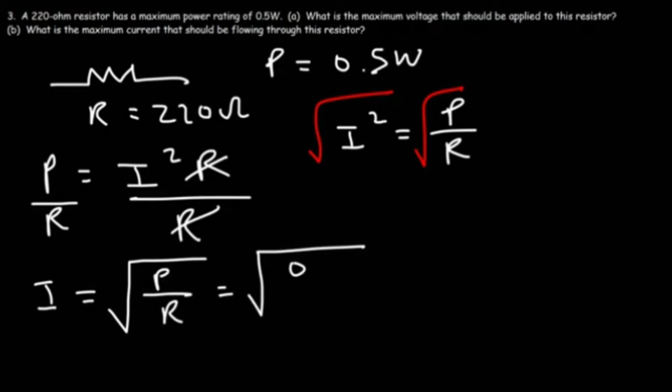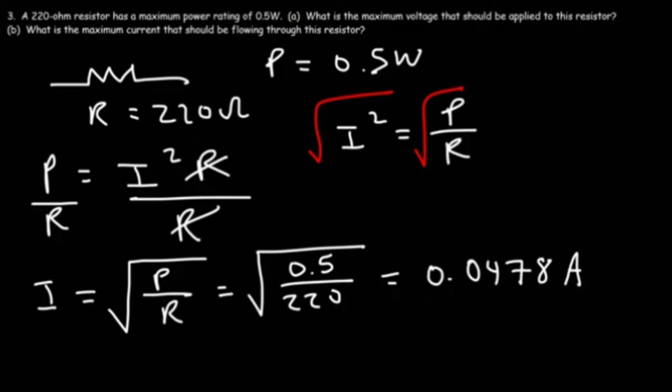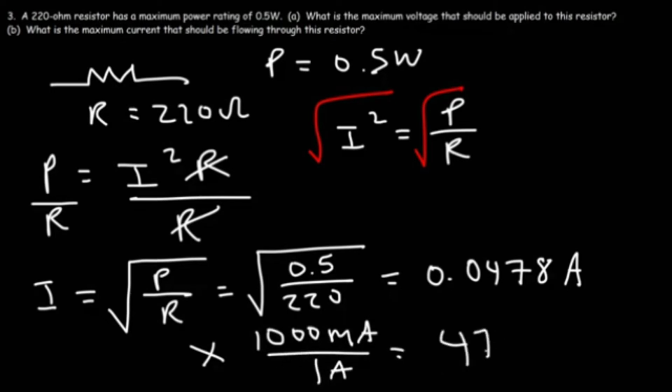So we know P is 0.5, R is 220. 0.5 divided by 220, that's 0.00227. And if we take the square root of that, it's going to be 0.04767, which I'm going to round to 8. And this is in amps. Now, if we multiply that by 1,000, there's 1,000 milliamps per 1 amp of current. This is going to be 47.